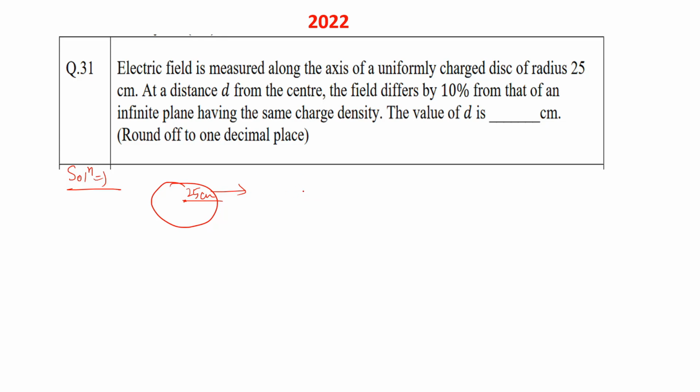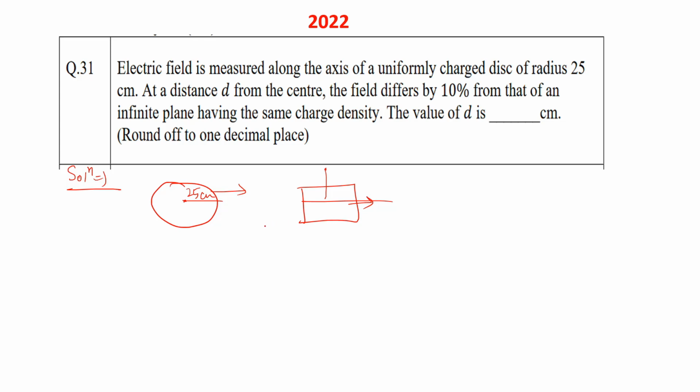Now there is some infinite plane having the same charge density. At a distance d, the field differs by 10% from that of an infinite plane having the same charge density. So there is some point d. At that point, the electric field due to these two surfaces differs by 10%. So we need to find out the value of that d.